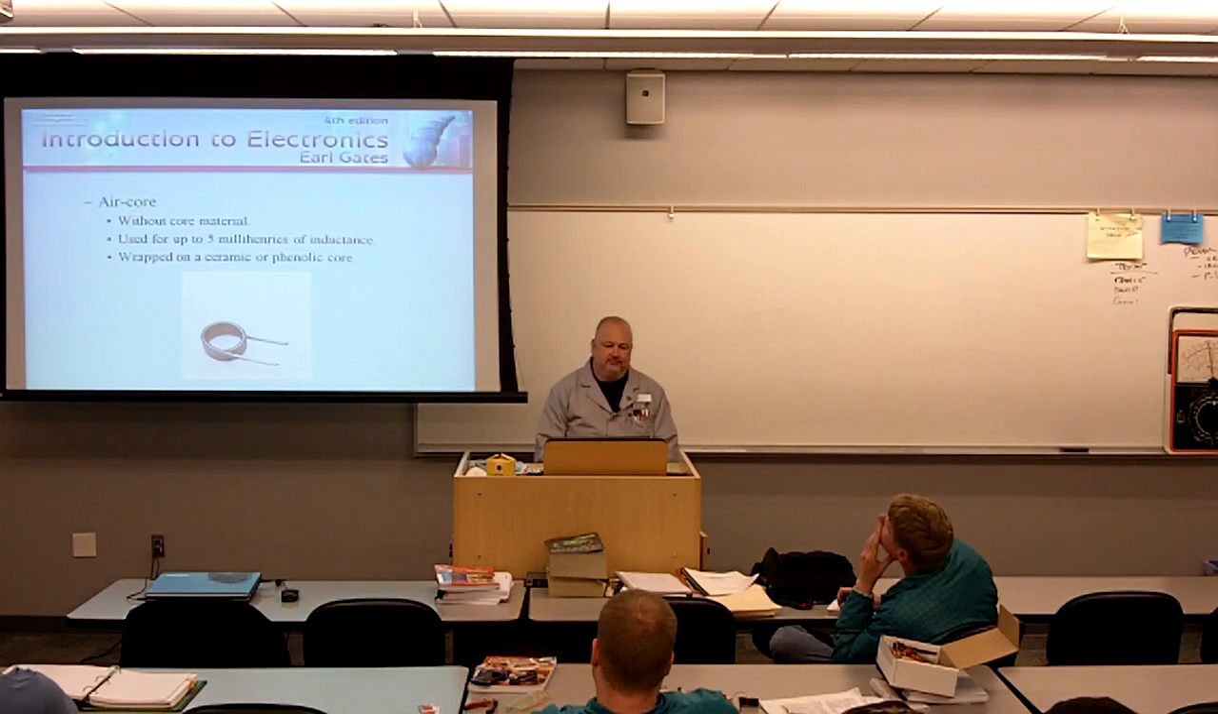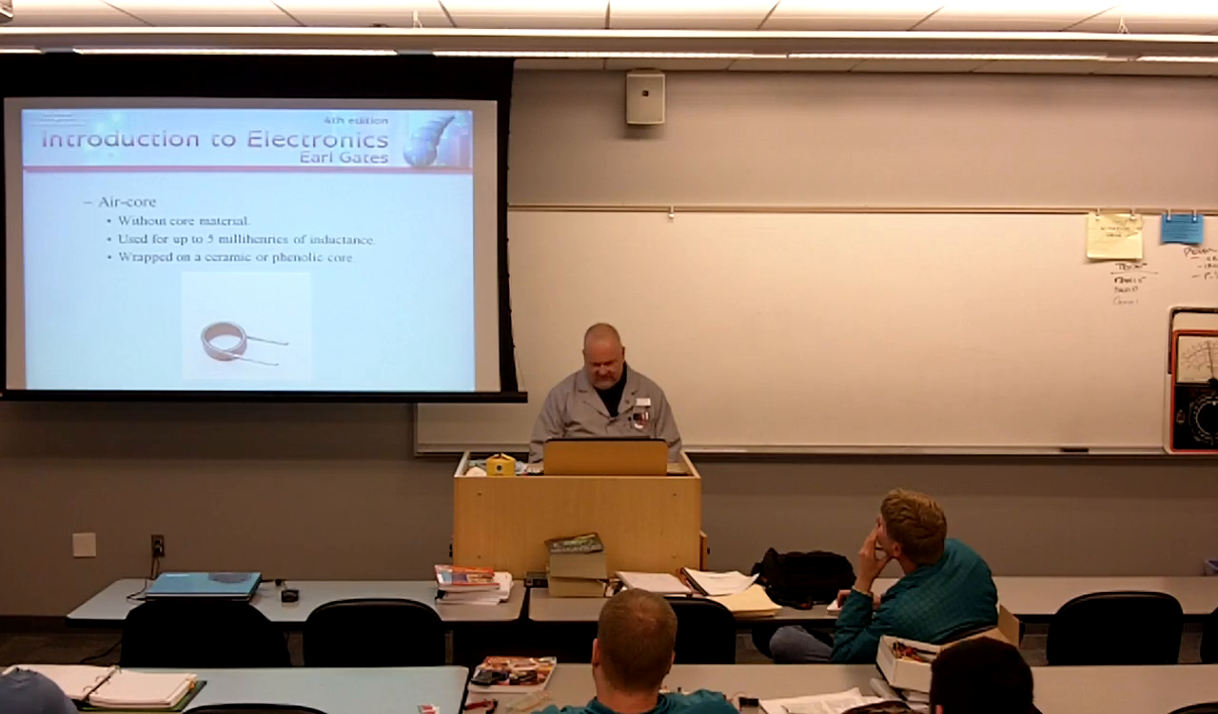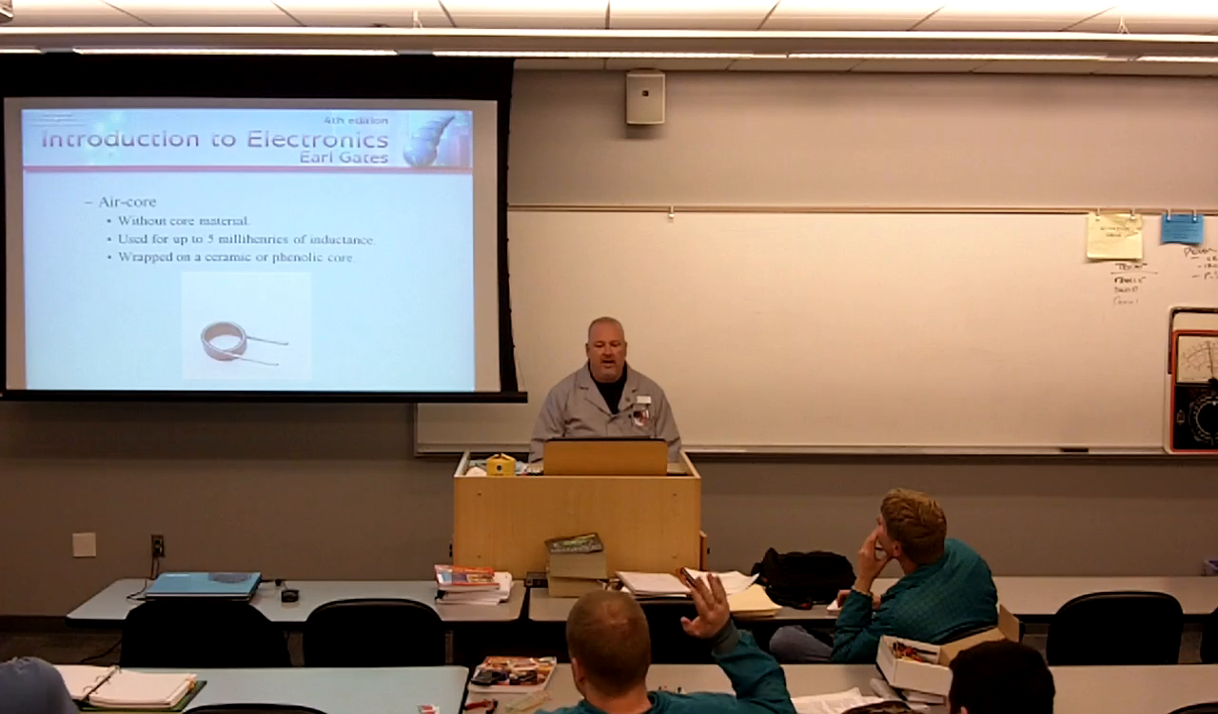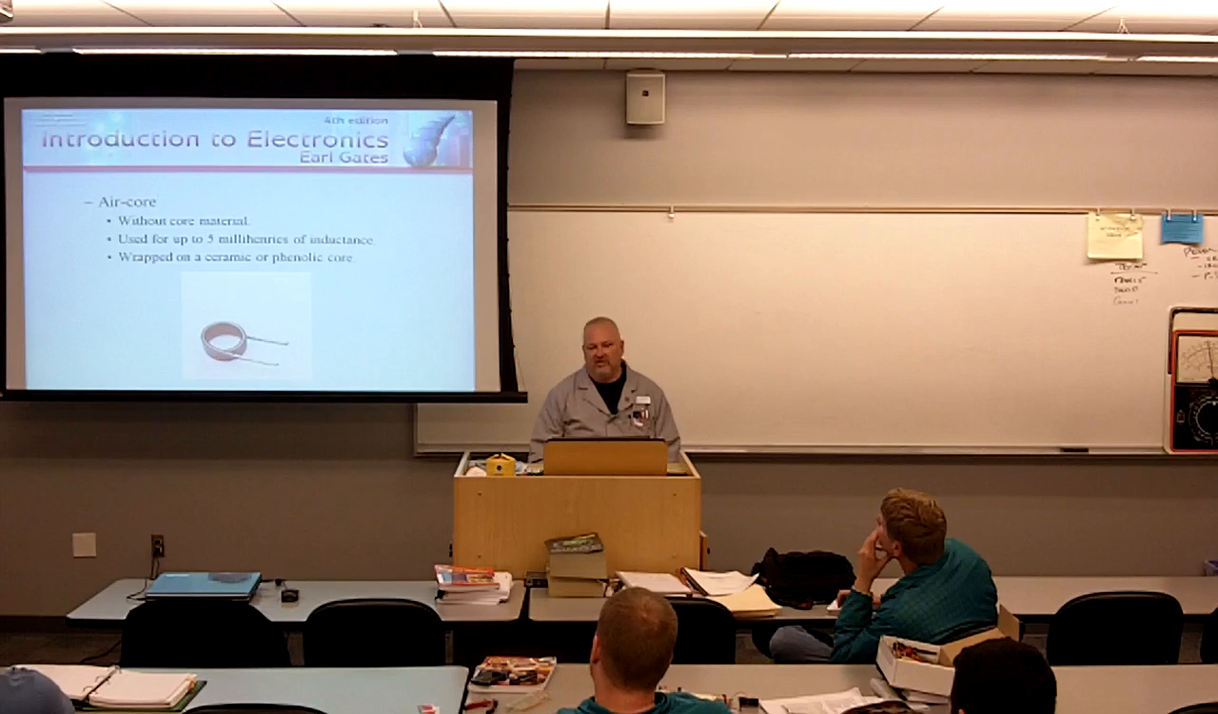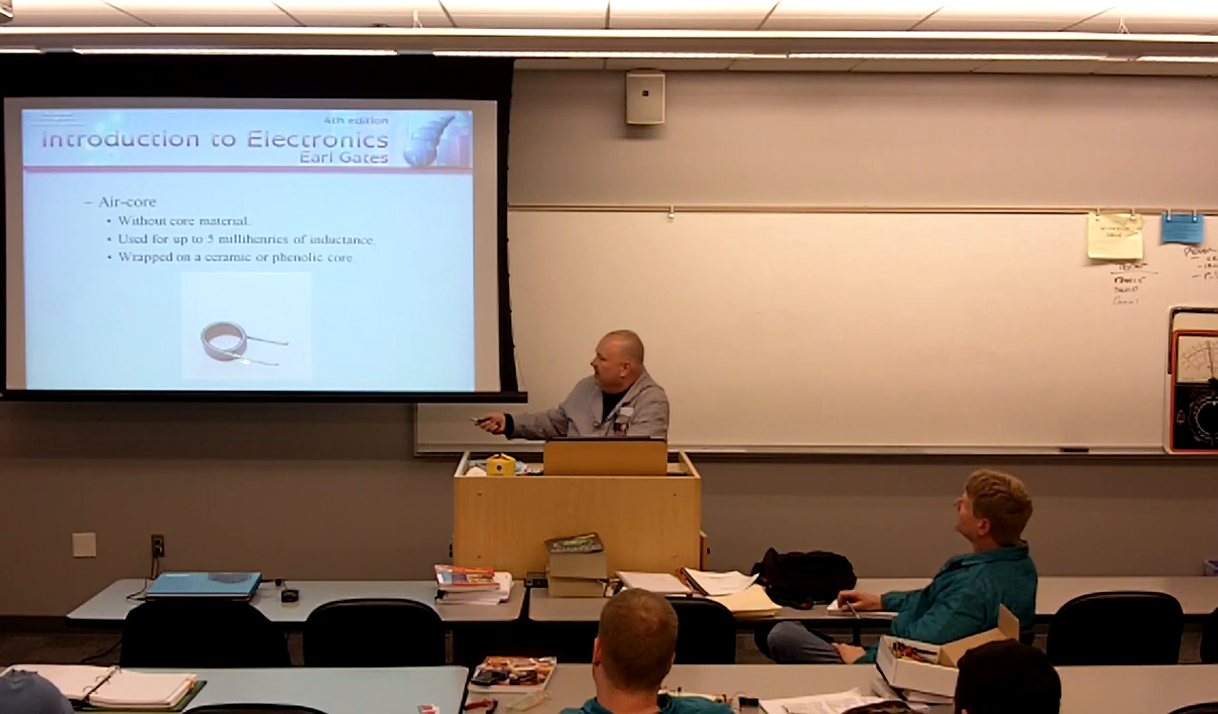Air core. This is an inductor. Well, not without core material, because it has air in the core. That's why it's called air core. It's used for values up to 5 millihenries of inductance, wrapped on a ceramic or phenolic core. In this case, it was probably wrapped around a dowel or something and then removed, and it has form in and of itself. This is a really good photograph because you can see the magnetic wire here, and you can see where the insulation has been stripped. This is bare wire, and then this is insulated.